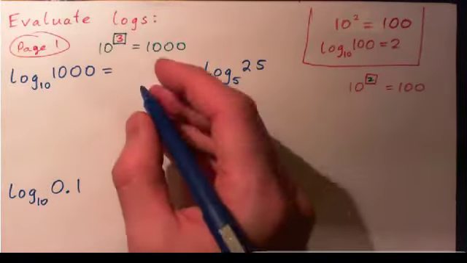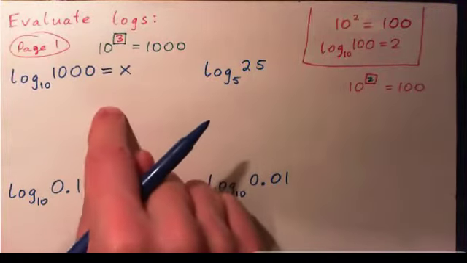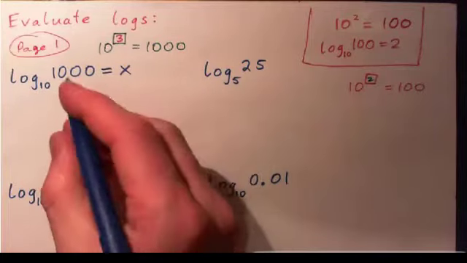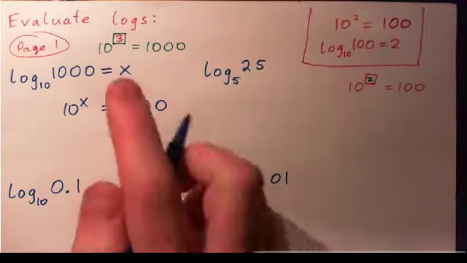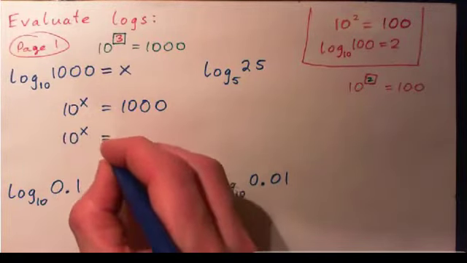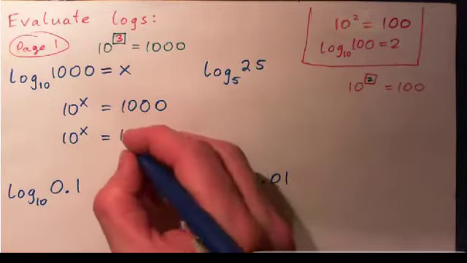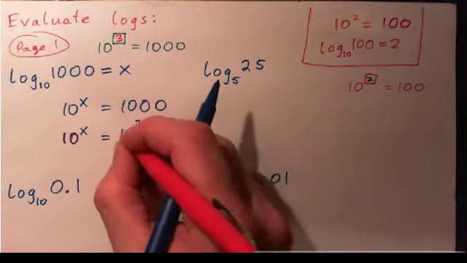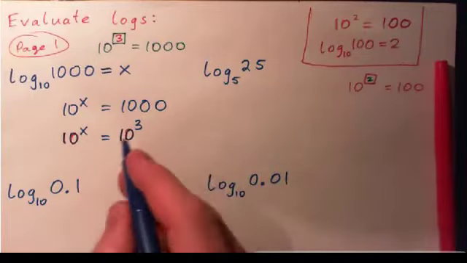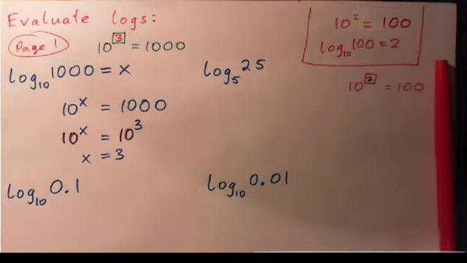I guess one way you might want to do it is write that this equals x, then convert this to an exponential equation. You'll get 10 to the power of x equals 1000, and then try and figure out what x is. You can write 1000 as a power of 10, that would be 10 cubed, right? And then say, okay, the bases are the same. 10 to the power of x equals 10 to the power of 3, therefore the exponents must be the same. X must equal 3. So you can do it that way if you like. Or you can just try and figure it out.